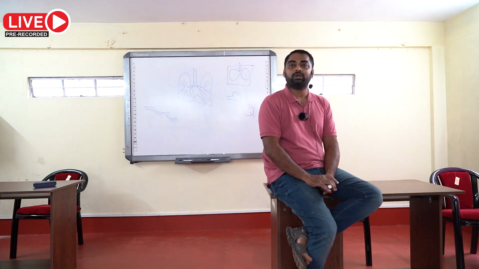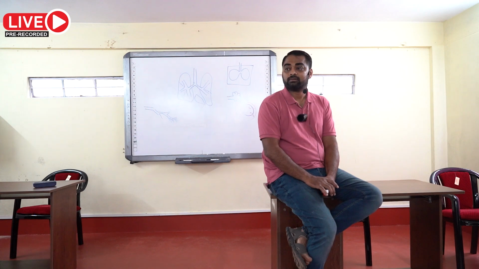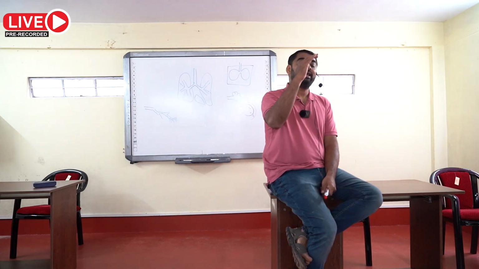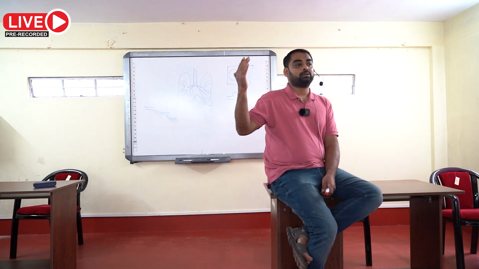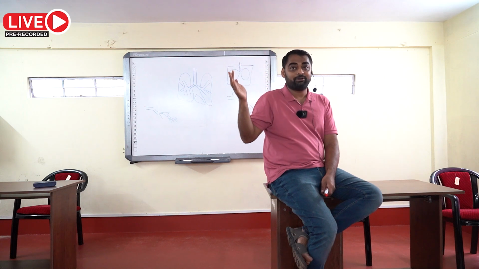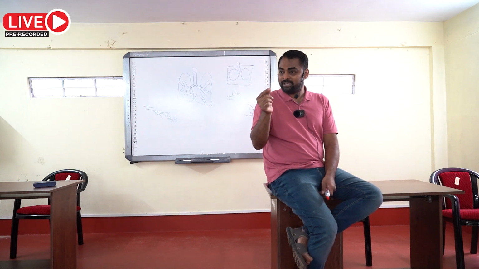What is in between the two layers? Fluid, pleural fluid. Now, one layer of the pleural membrane is attached to the lungs, and another layer of the pleural membrane is attached to the inside of the thoracic cavity. In between there is fluid.